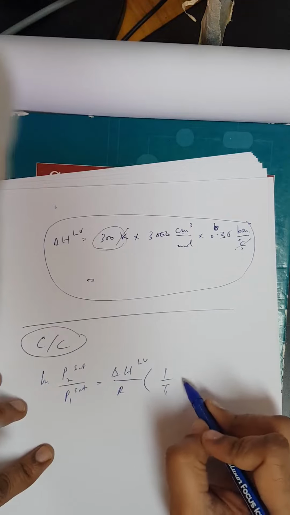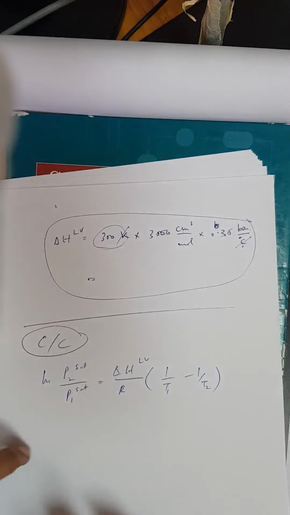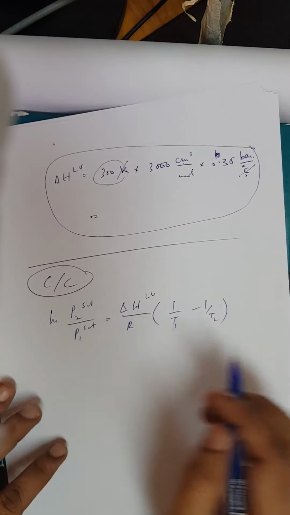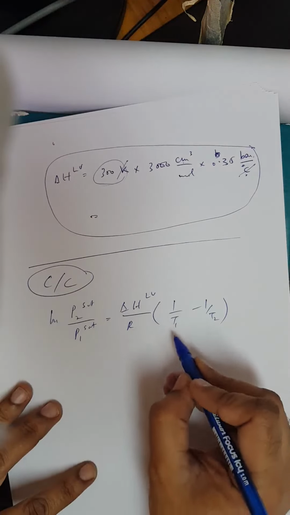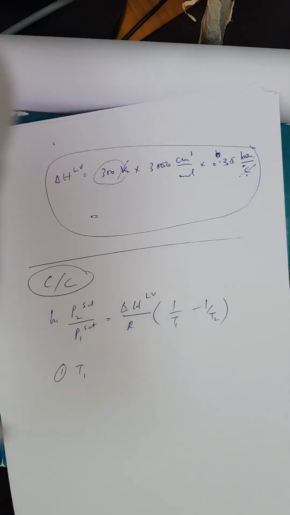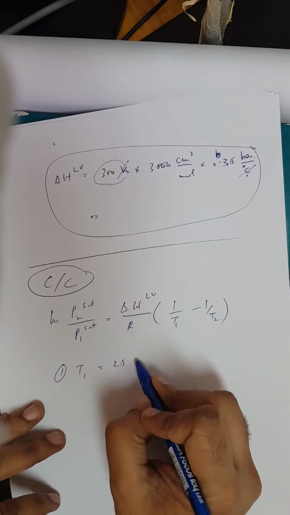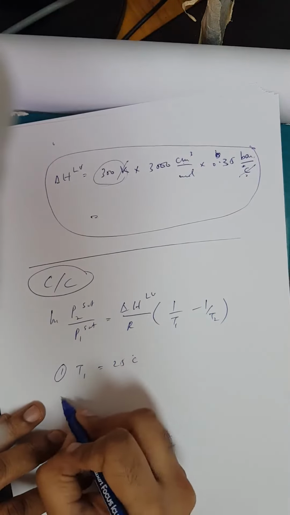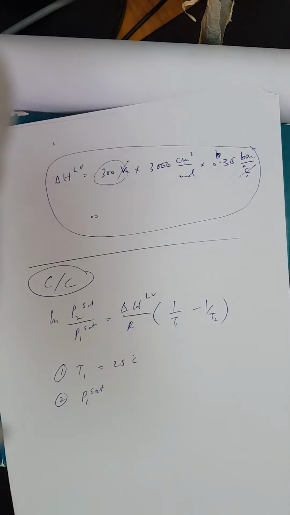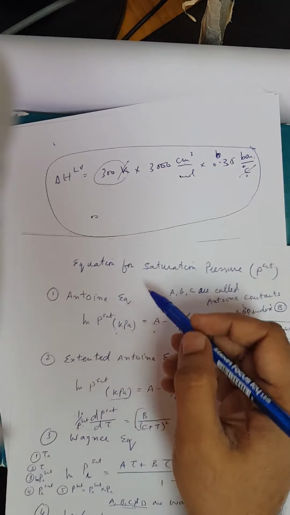1 over T1 minus 1 over T2. In that case, what you need is, this is a very easy question. The first step is you can select any temperature T1, let's say 25, and you have to find P1 sat. P1 sat you can find from any equation, whatever is available to you.